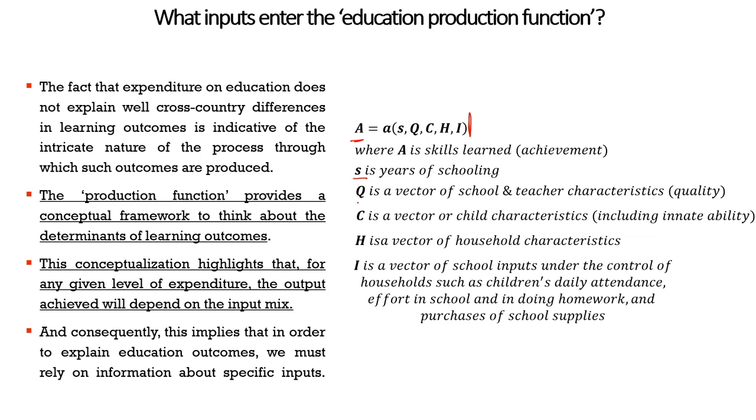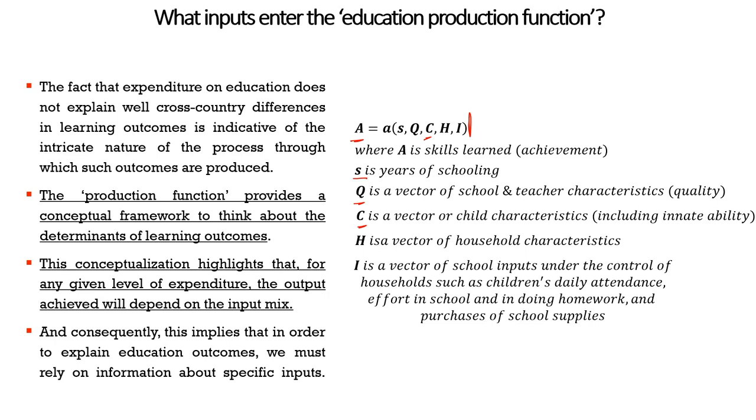Q is a vector of school and teacher characteristics that tell us about the quality of schooling that one has had and what impact that has had on the skills learned. For example, whether it's a government school or a private school, or whether it is a school which has various kinds of teacher training programs that may have improved the teacher quality, or whether there have been more interventions on the school-going children that have improved skills learned by the children and so on. C here is a vector of child characteristics, including the innate ability of the child to be able to learn the various kinds of imparting that is carried out in the schools.